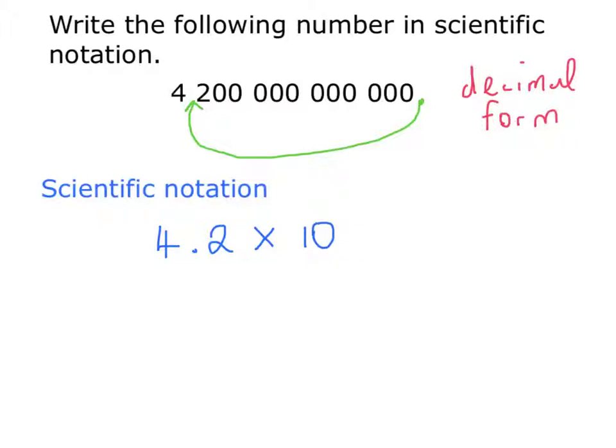So let me go back and check how many powers of 10 I have to multiply it by. The decimal point is repositioned here, so if I count 1, 2, 3, 4, 5, 6, 7, 8, 9, 10, 11, 12. I'm going to have to multiply it by 10 to the power of 12. So now my number is in scientific notation. This is written in scientific notation, so this is the answer to the question.